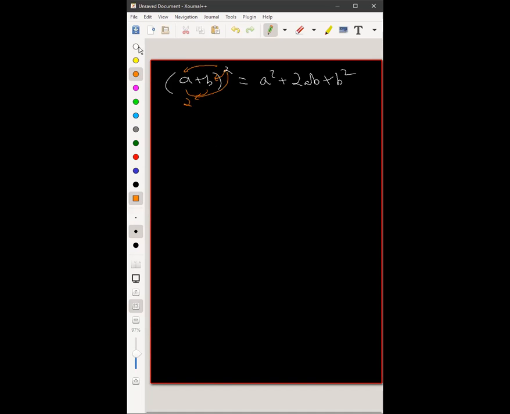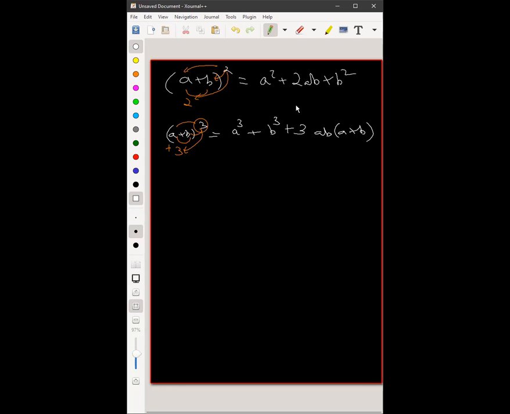Let's do this with a cube. We have a plus b, the whole thing cube. So again, what will we do? First cube this, into a plus b cube. 3 times, because this is 3, so 3 times the product of these two. So what will we get? We'll get a cube plus b cube plus 3 times the product of these two, which is 3ab, and we'll add a plus b.